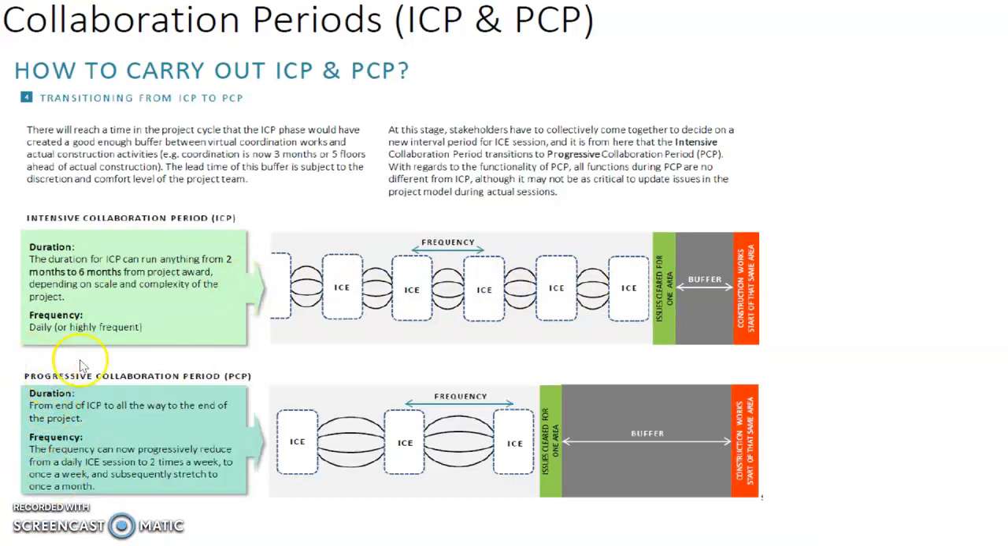By the time you transit to the PCP model, in terms of the duration, it will be from the end of the ICP all the way to the end of the project. In terms of the frequency, it can now be progressively reduced from a daily IC session perhaps to 2 times a week or once a month, and subsequently stretched to a longer period.